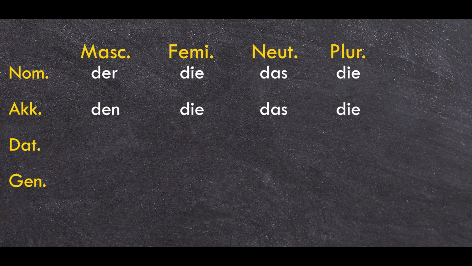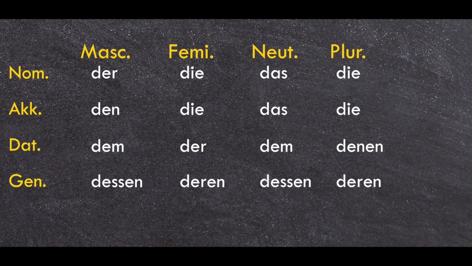For dative, dem, der, dem, denen. So that is the exception. That is the difference between our definite article table and the relative pronoun table. Instead of it being den in the plural, it will be denen. And the last one, genitive: dessen, deren, dessen, deren. Instead of it being des and der, simply dessen, D-E-S-S-E-N, and deren, D-E-R-E-N. I hope it is clear.